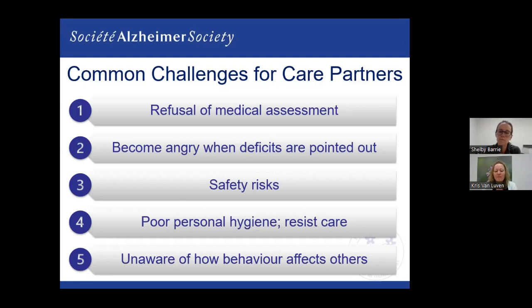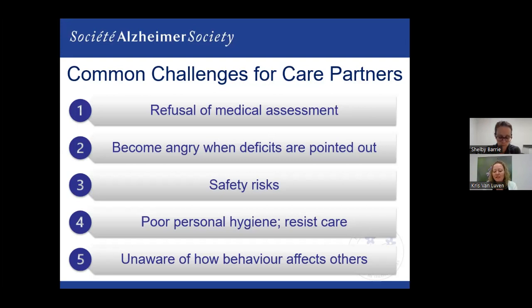Number two, they might become angry when deficits are pointed out. So if the person's unable to appreciate their diagnosis, they may react poorly when we point out some of the deficits that we're noticing. No one likes to be told that they can't do something, especially when they believe that they're capable. Number three is safety risks.